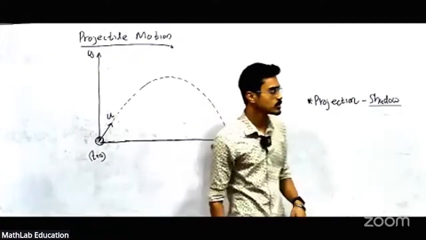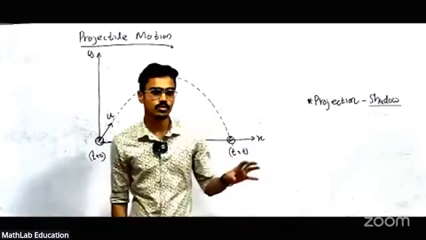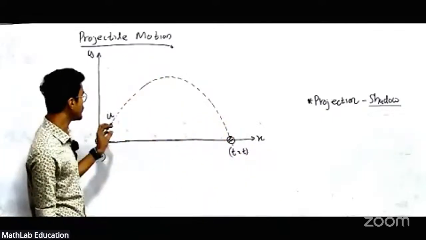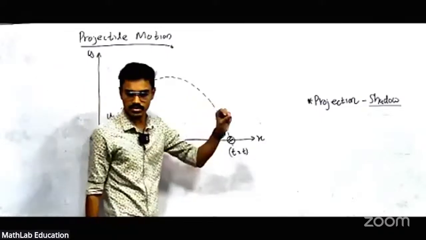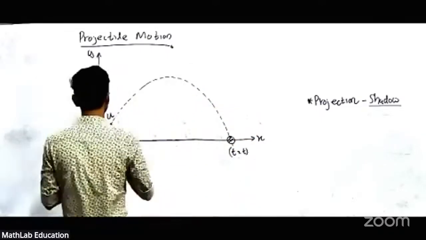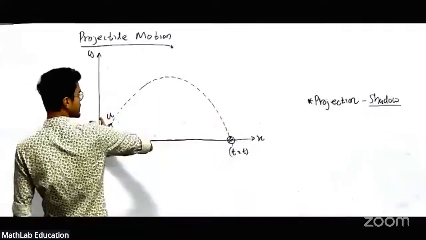Now what I'm going to do is, listen, this is the most important idea here in projectile motion. I'm going to think of the random positions of this object when it is moving from here to here.